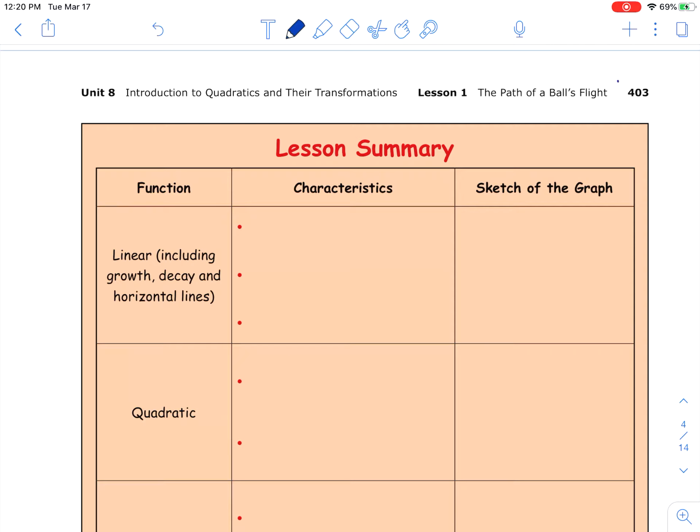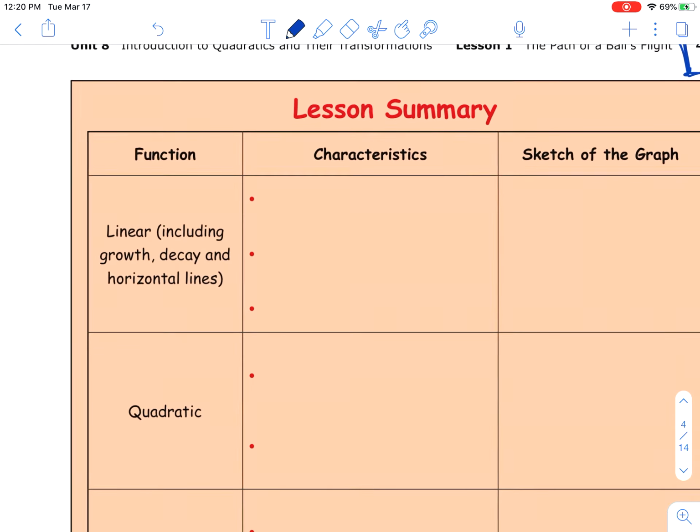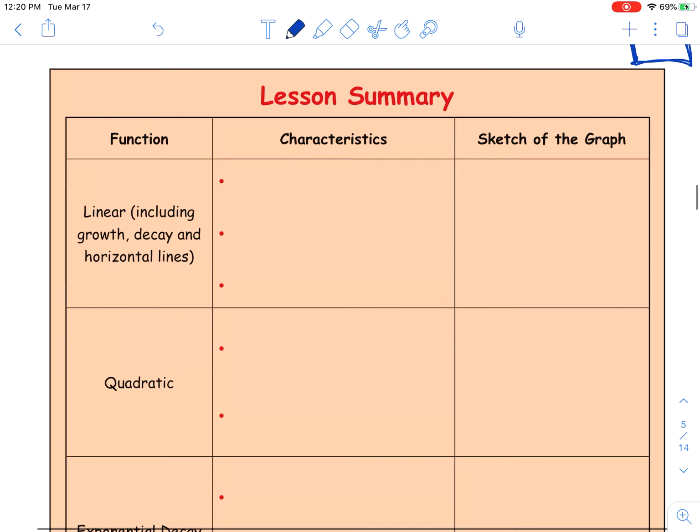I am starting in our packet that starts on page 403. Okay, so you should have a packet that starts with the page that looks like this. So we're going to start with a lesson summary. And everything right here is prior knowledge. It's all stuff that you should know.